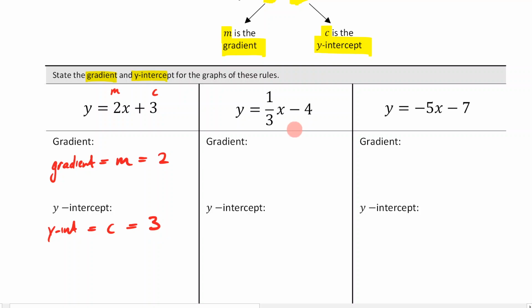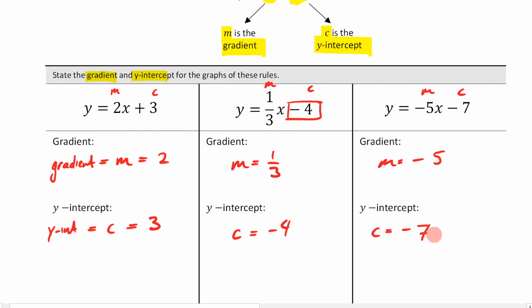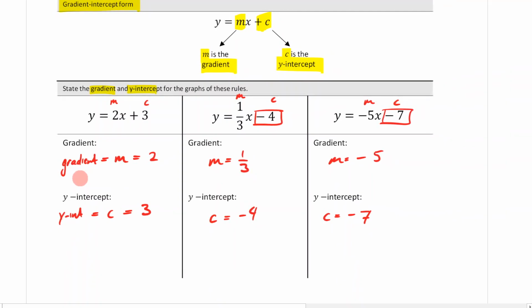So we could keep on going. What is my gradient here? Well, this is my m value, this is my c value. My m, which is my gradient, is 1/3. My c value, now you have to include the sign in front of it. It's -4. That's my y-intercept. Then lastly here, this is my m, this is my c. My m is -5. Whoa, that's an ugly looking 5. And then my c is -7. Again, make sure you're including that sign in front of it. And that's how you do it, everyone. Pretty cool stuff in how you can do this. Your gradient is your m value, your y-intercept is your c value.